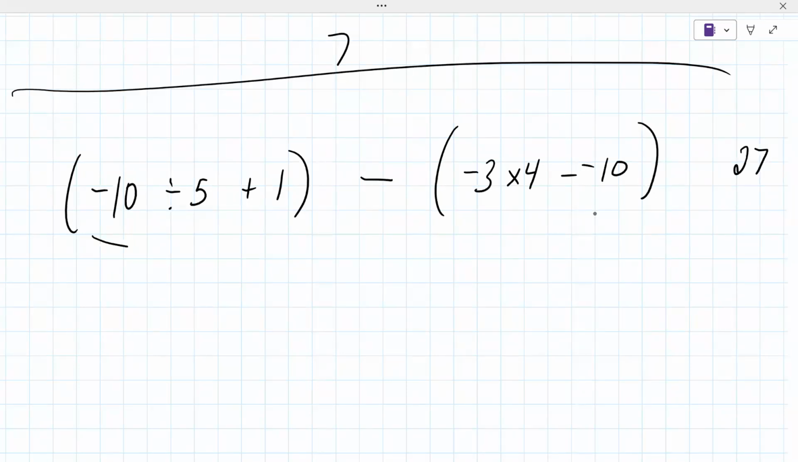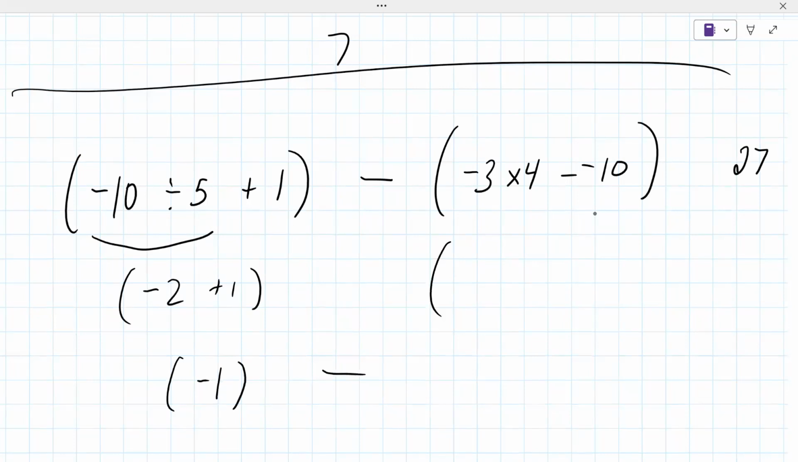So let's go for this. This is -2 plus 1. Did you get -1 down here for the first one? Yes. Okay, on the second one, -3 times 4 is -12. Double negative becomes +10. This is -2. Yes. Do you have something similar?